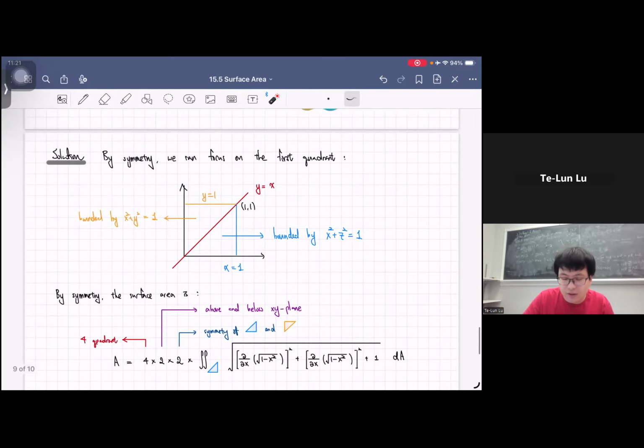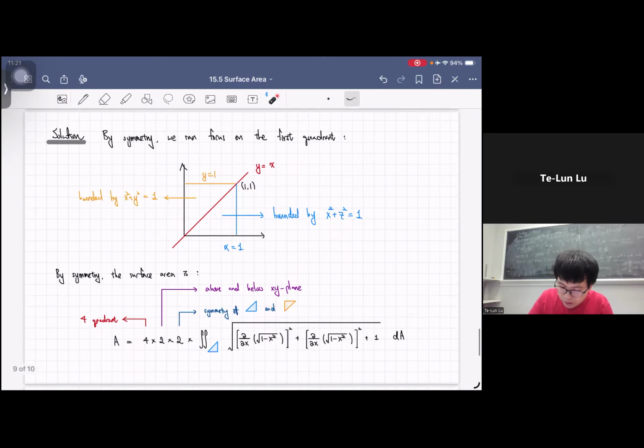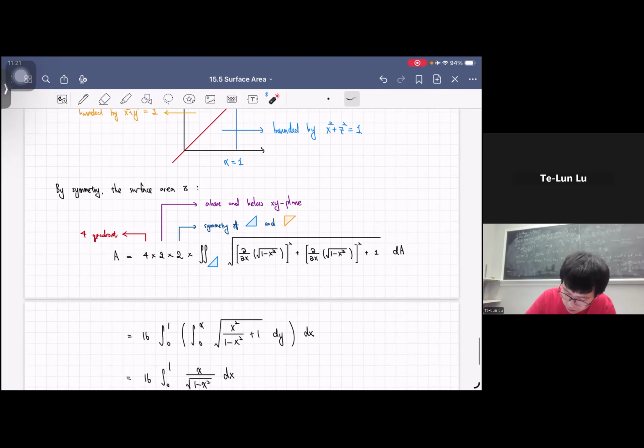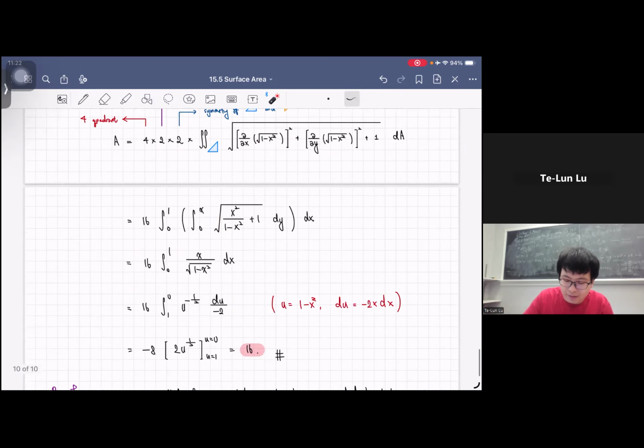And the surface that we want to consider now is z equals the square root of 1 minus x squared, right? So taking the partial derivative with respect to x, and so this should be y. The first term will simply be the square root of x squared over 1 minus x squared. The second term is 0 because the thing does not depend on y. The third term is 1. Okay? And it turns out that this is a really nice simple integral.